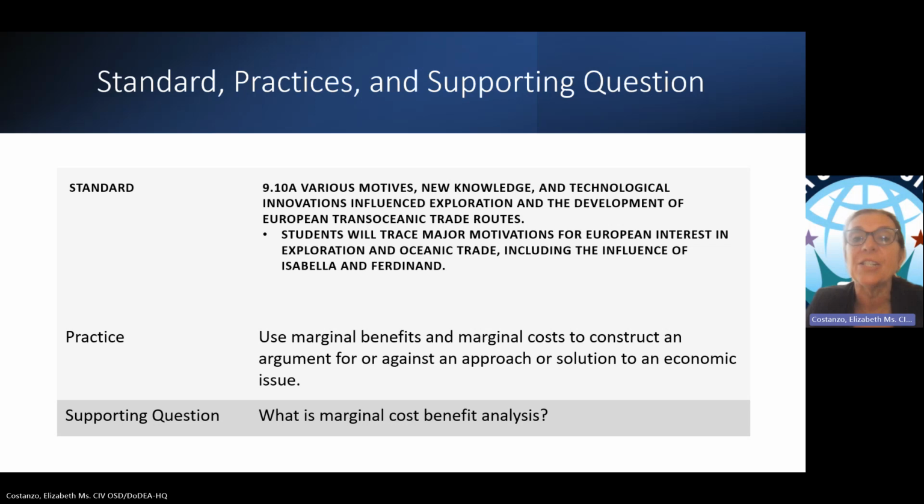Typically, a mini lesson has a supporting question rather than an essential question, as the learning falls under a larger umbrella of learning. So for this mini lesson, the supporting question is, what is marginal cost benefit analysis? Okay, so let's get started.